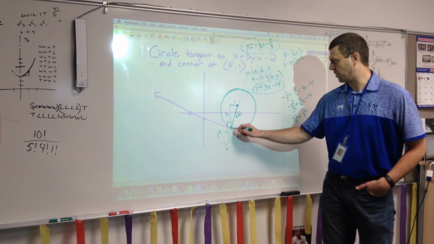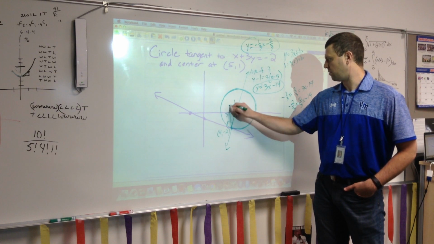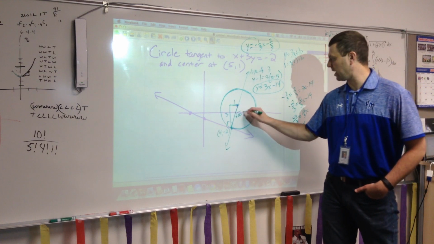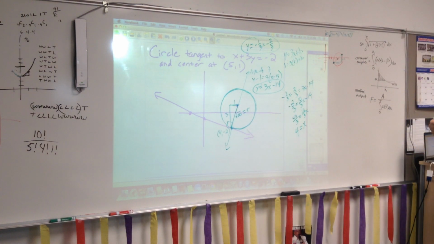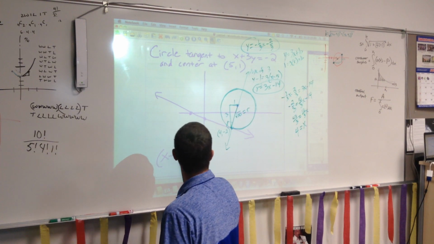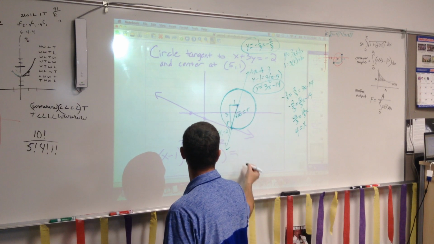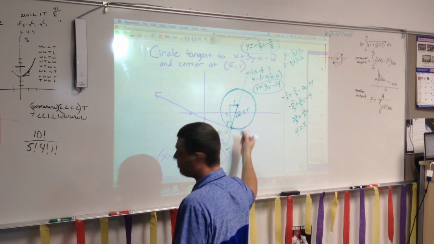Pythagorean theorem: 3 squared plus 1 squared is 10, square root that. So my radius equals the square root of 10, and now you can write your equation. My answer would be x minus 1 squared plus y minus 5 squared equals what? Square root of 10 squared, which is 10.